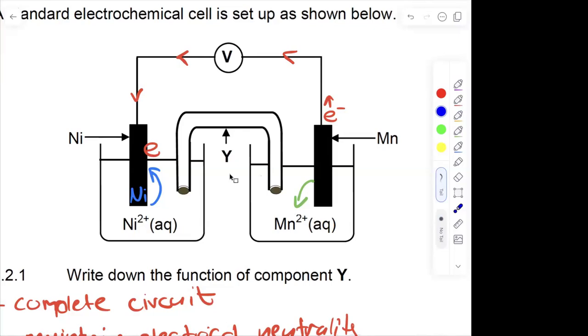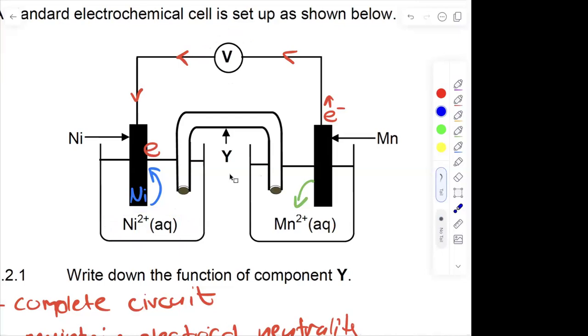Cool. If you've just joined us, guys, we've got a question that says, here's a galvanic cell. If I increase the concentration of my nickel 2+ ions, what happens to the reading on my voltmeter? Does it increase, decrease, or remain the same? Thanks, Wakile, for that answer. Thanks, Bridget, for your answer.